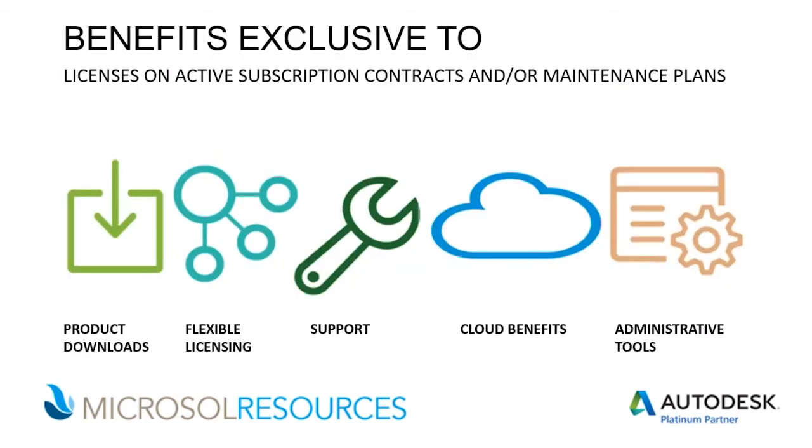So what are the benefits exclusively to either licenses on an active subscription contract or a perpetual license on a maintenance plan? So product downloads is one of the obvious ones. You are available to an Autodesk account. They make it accessible where you can download your current version of your product as well as prior versions of the products that you have. You have flexible licensing, which means that you can use the current version as well as the prior versions if you have an active contract or an active plan. You also have the availability to use home use as well as use it outside your territory when traveling.